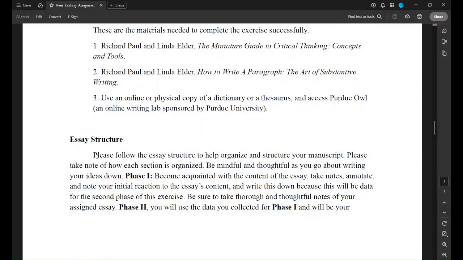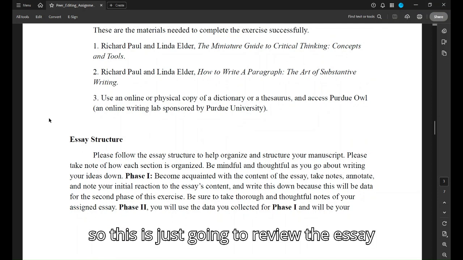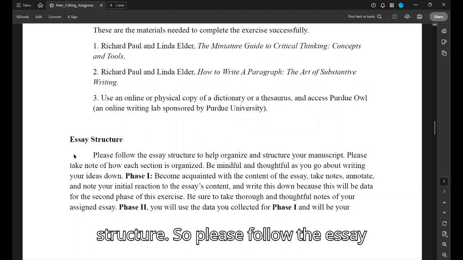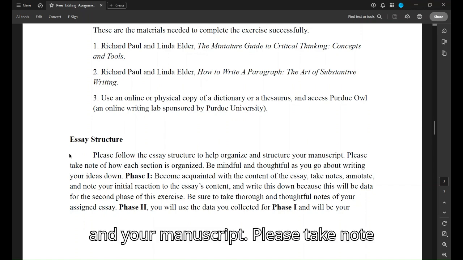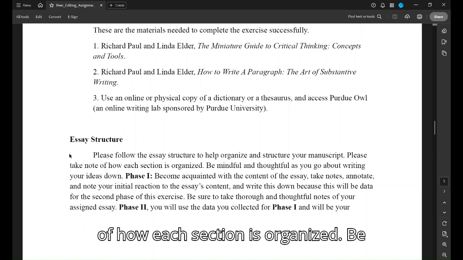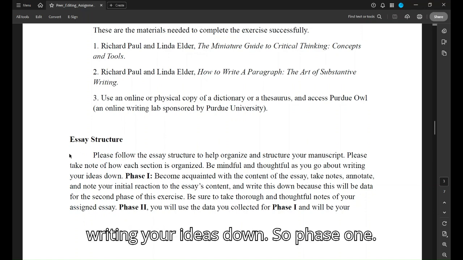All right. So this is just going to review the essay structure. Please follow the essay structure to help organize your manuscript. Please take note of how each section is organized, being mindful and thoughtful as you go about writing your ideas down.